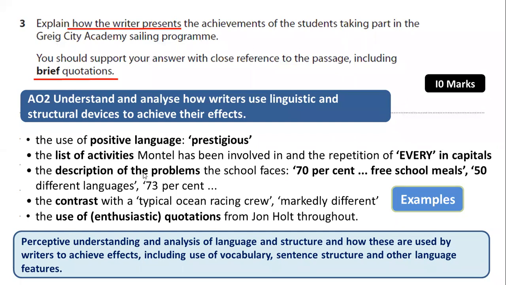So basically you can see, if you look at these points, the candidate is supposed to identify the linguistic and the structural devices that the writer is using to create a particular effect. So you're expected to show a perceptive understanding and analysis of language and structure, and you need to show how these are used by writers to achieve effects, including the use of vocabulary, sentence structure. You may talk about simple, compound, complex sentences and why the writer is using such, and other language features.